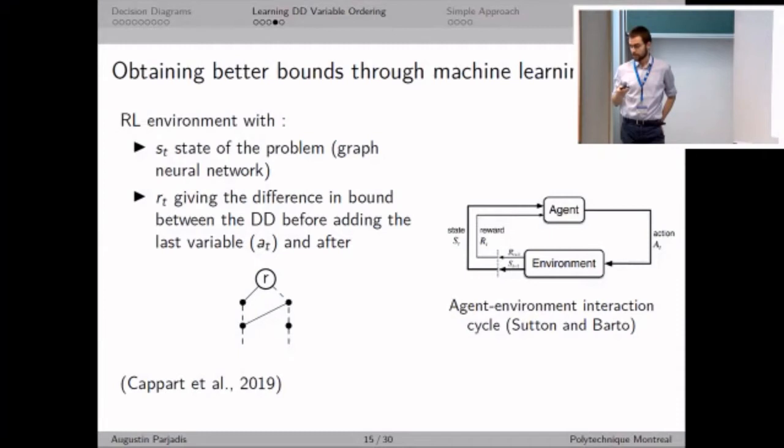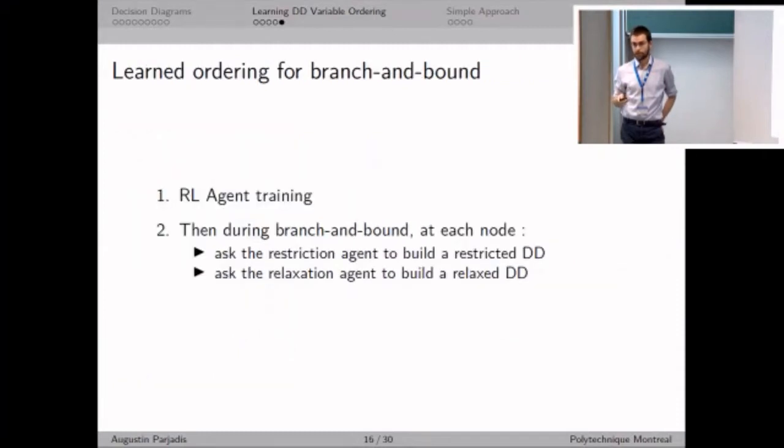To use such an agent in a branch and bound algorithm, we need to train the agent first. We train on graphs that have a similar distribution to those we're trying to solve. Then at each node of the branch and bound, we use the agents to build restricted and relaxed decision diagrams to obtain bounds. We need two different agents because the training process is different if we're trying to relax or restrict the decision diagram.